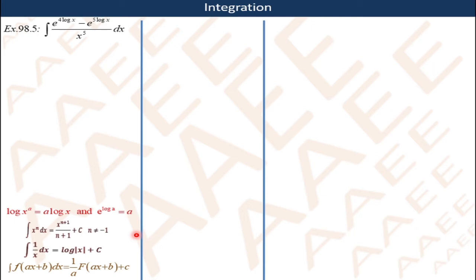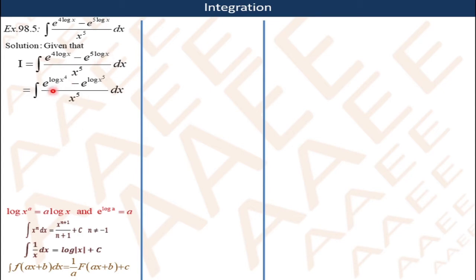Integration of e raised to 4 log of x minus e raised to 5 log of x upon x raised to 5 dx. Solution: given that I is equal to the integral of e raised to 4 log of x minus e raised to 5 log of x upon x raised to 5 dx. Using the identity, 4 log of x and 5 log of x can be written as log of x raised to 4 and log of x raised to 5, so that it becomes e raised to log of x raised to 4 minus e raised to log of x raised to 5 upon x raised to 5 dx.